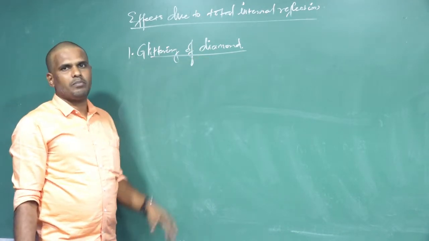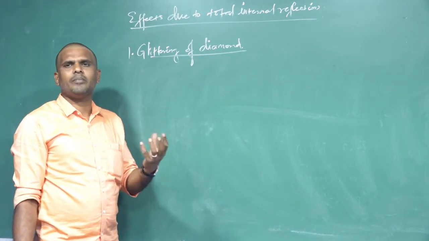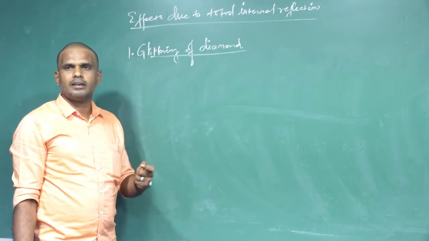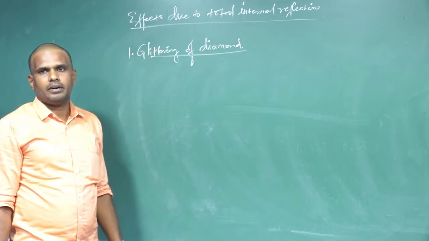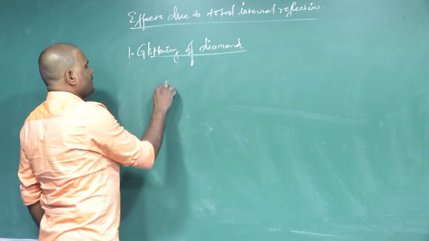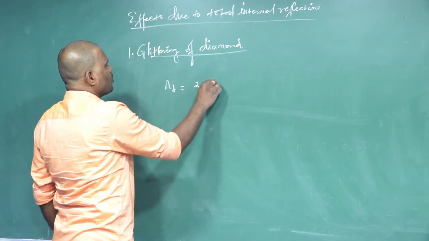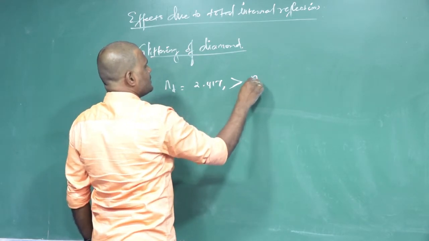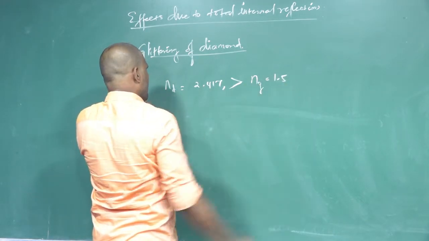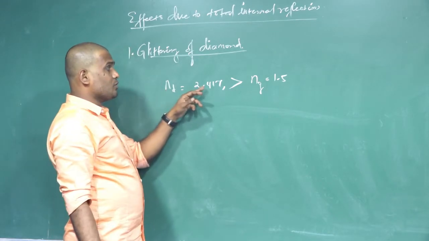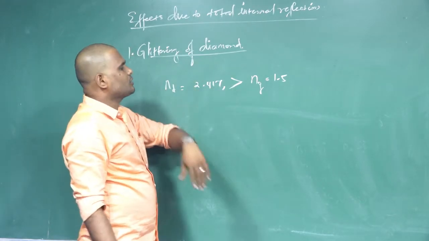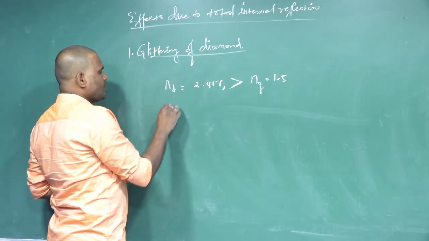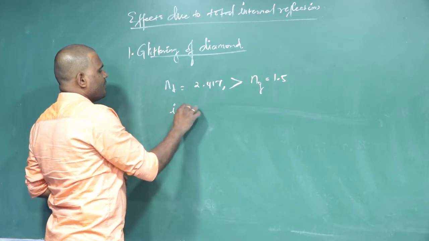One is the glittering of diamond. You might have seen the dazzling light coming out of a diamond. How does it happen? It is due to the total internal reflection taking place inside the diamond. The refractive index of diamond is 2.417, which is greater than the refractive index of glass, which is 1.5. Accordingly, the corresponding value of the critical angle can be taken here.